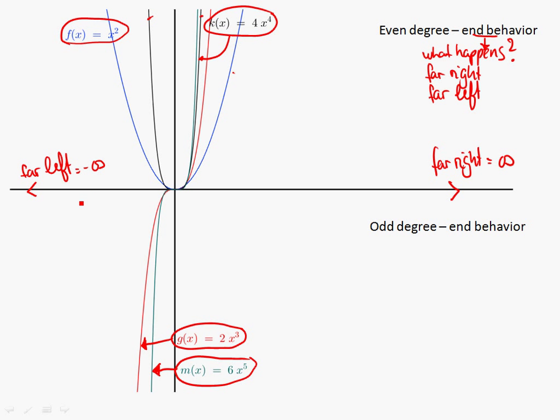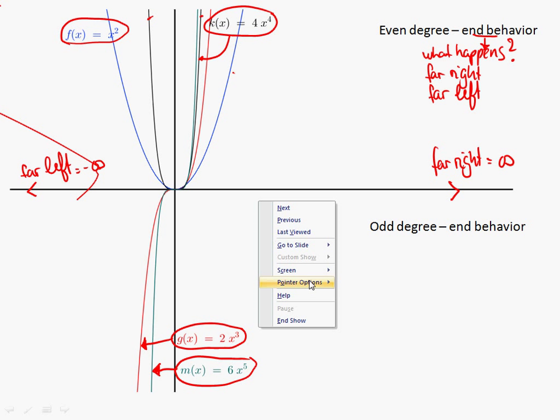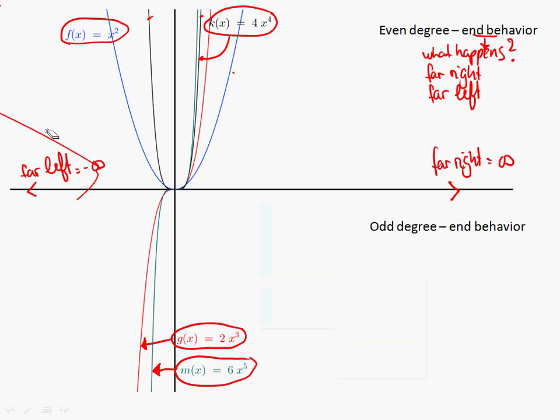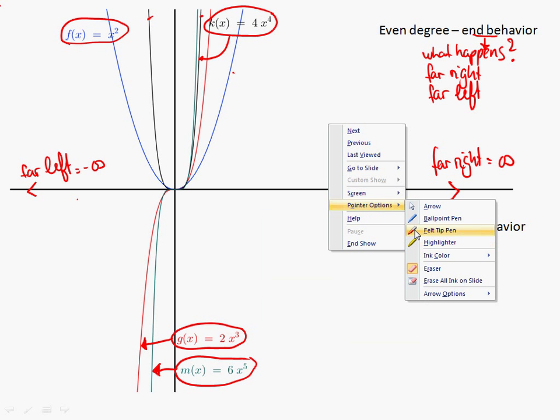That depends on the leading coefficient. So you're ahead of me. Just give me a second. I'll get to that. So far so good? So far right we represent with infinity, far left you represent with a negative infinity. Alright.